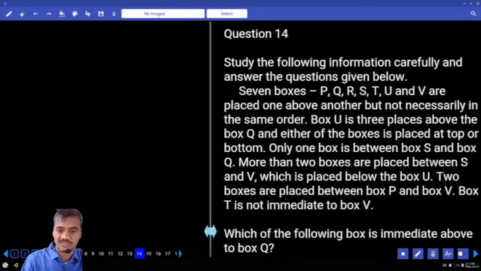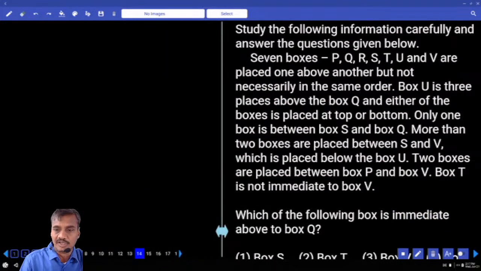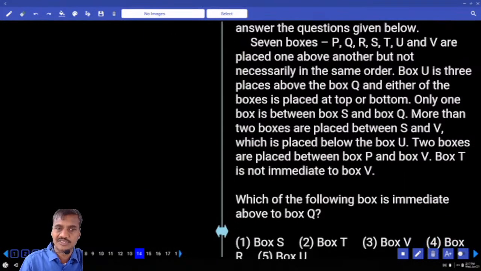14 onwards, it is based on boxes, and in boxes in general it must be under the second priority, and U is 3 places above Q. U is 3 places above Q, Q is here. Now 3 places above Q means in between Q and U there must be exactly 2 boxes. Either of the boxes is placed at the top or the bottom.